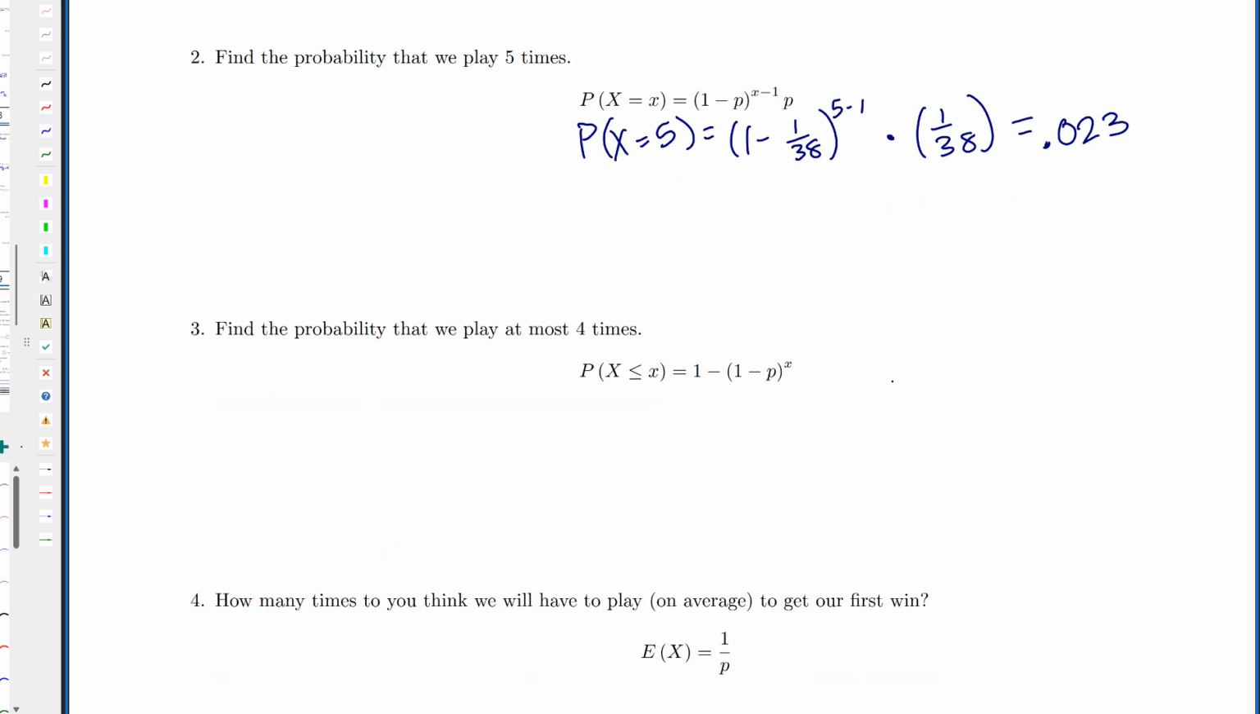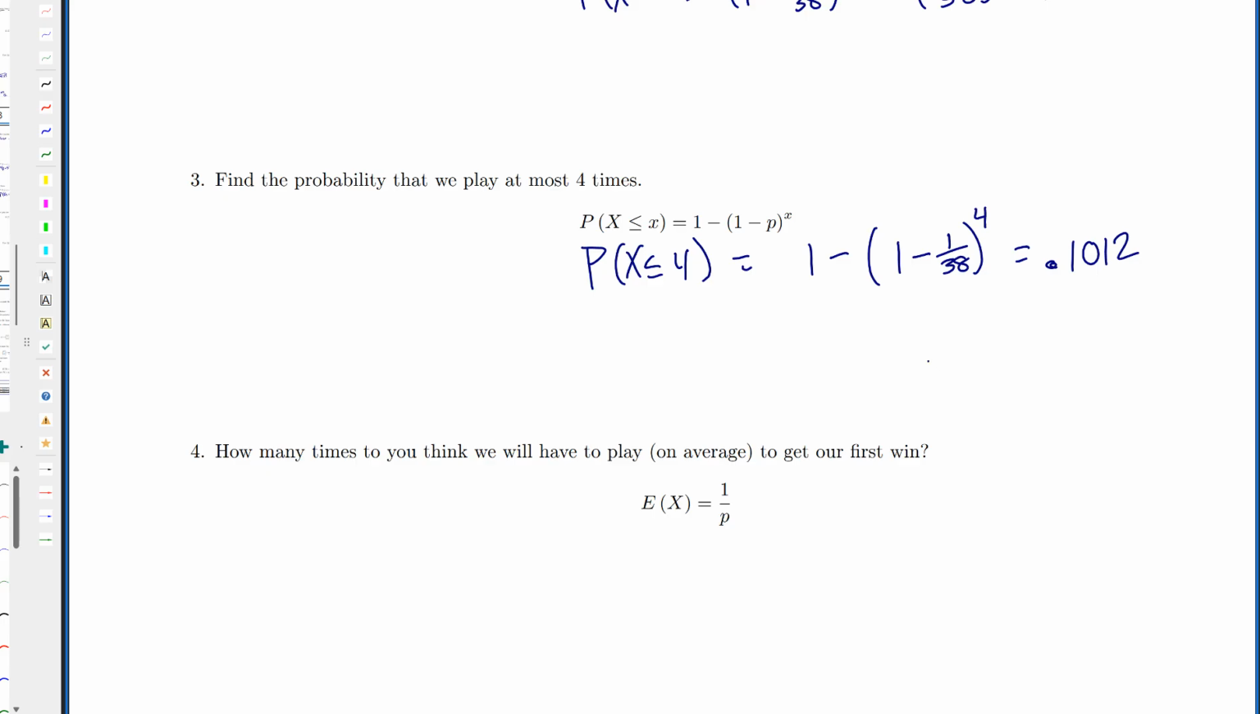Let's find the probability that we want to play at most 4 times. So that's looking for the probability that X is less than or equal to 4. So we'll do 1 minus, because it's that less than or equal to probability, we have our different formulas. So it's 1 minus (1 minus p), sorry, p is 1 out of 38, raised to the power of 4. So if we put this in, we should get about 0.1012.